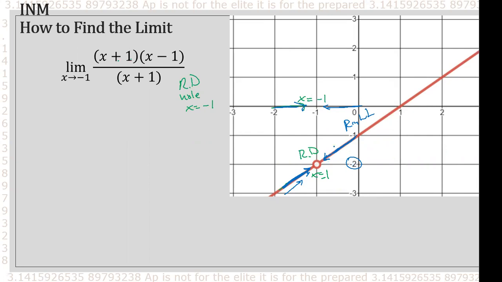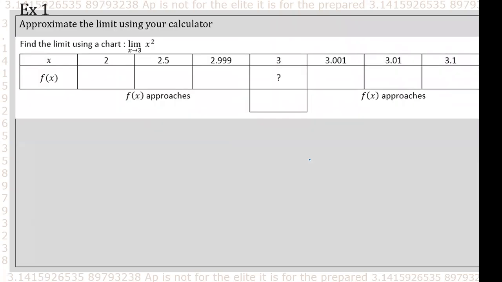So we're going to say that my limit as x approaches -1 for this function is -2, the y value. We're talking about the y value. This is how we'll be able to find it when we are given a graph. When we're talking about a table, take a couple seconds to write down this example.